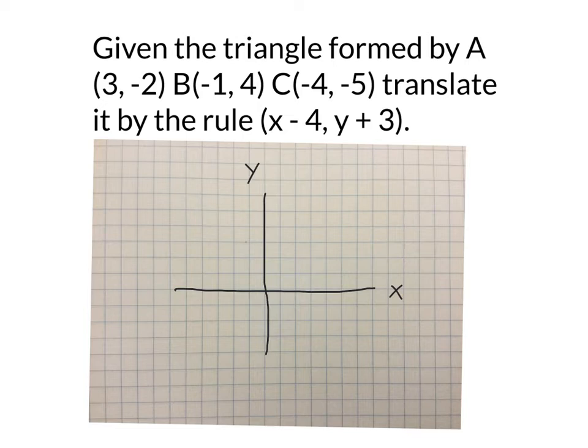So I have A at the point 3, negative 2. There's point A. Point B is at negative 1, 4. Right there-ish. And C is at negative 4, negative 5, which is down here. So here's the triangle ABC that are given to us by our 3 points. Okay, now our rule says that we're going to move every X 4 units to the left and every Y point 3 units up.